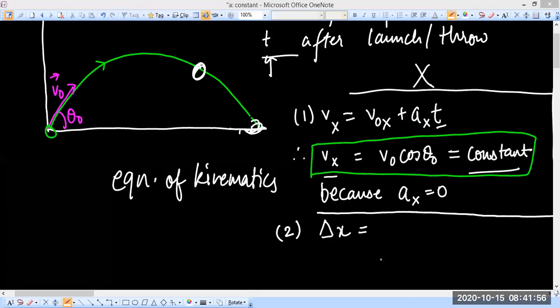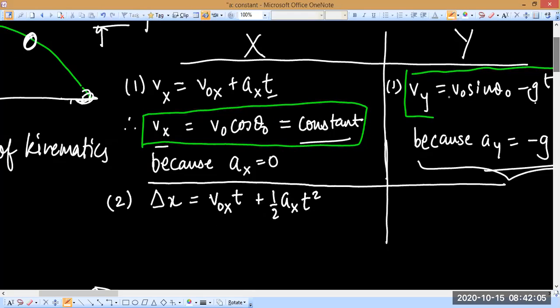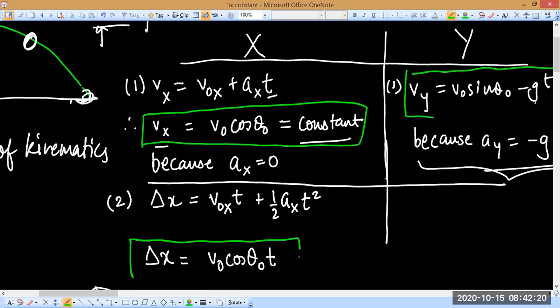answer. Let me just tell the method. First of all, we use the equation v0x t plus half ax t square. All right, this is the equation. But ax is 0. So if you put all the values, then you will finally get your answer as delta x is equal to v0 cos theta 0 into t. Clear? You'll get delta x is equal to v0 cos theta 0 into t. Right? Okay, because ax is 0.